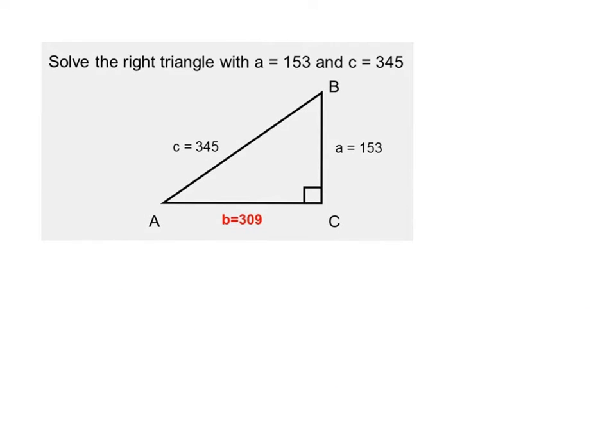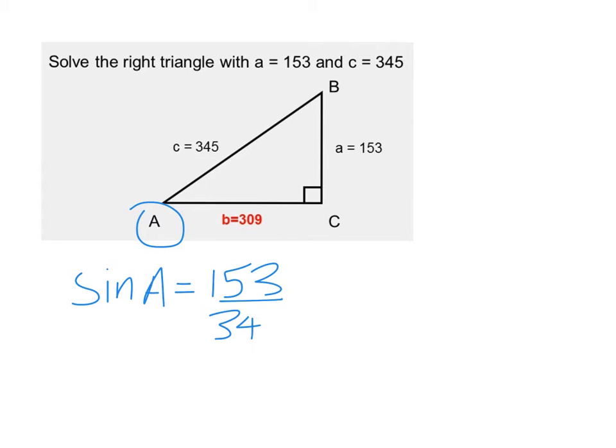Our second step is to find our first angle, which will be angle A. And to do that, because we have the opposite over the hypotenuse and those are our known values, I'm going to use the sine of A is equal to 153 over 345. I want to isolate my A, which means I'm going to have to take the inverse of my sine function.